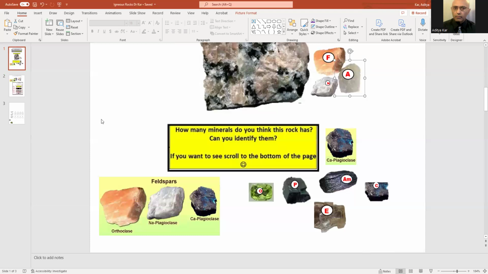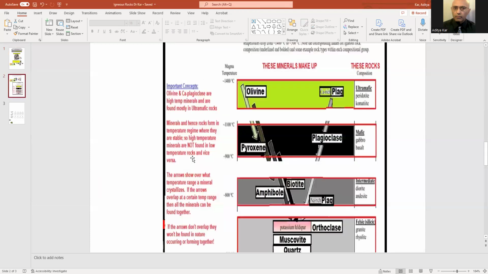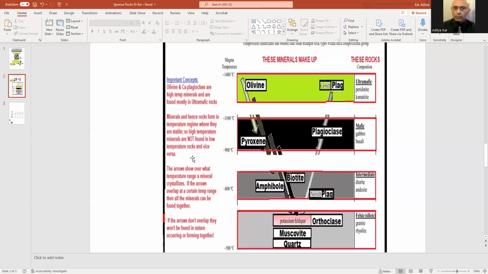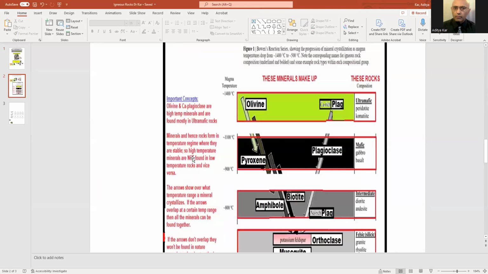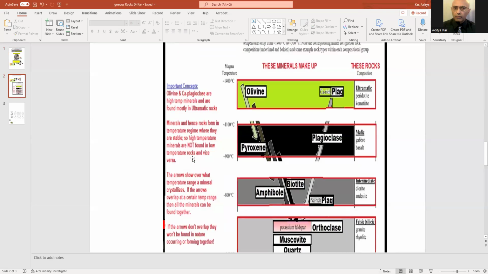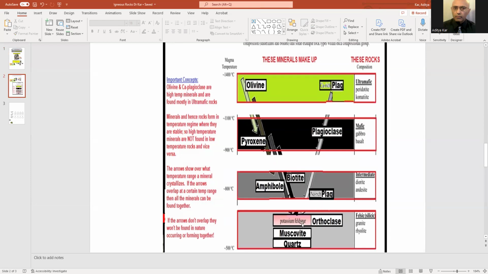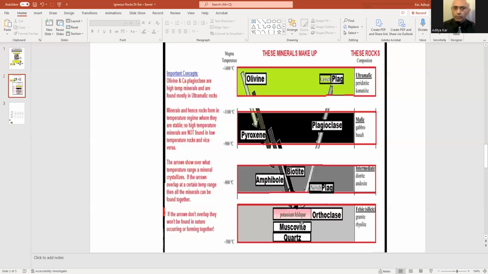So now let me go to the next diagram, next slide. And you have seen the Bowen's reaction series. It tells us how the minerals crystallize over a period of time from a crystallizing magma. So you will see that olivine and calcium plagioclase are the highest temperature minerals, and then pyroxene and plagioclase feldspar, and then amphibole, biotite, and these are your dark minerals. And the light minerals are sodium plagioclase, potassium feldspar, muscovite, and quartz.